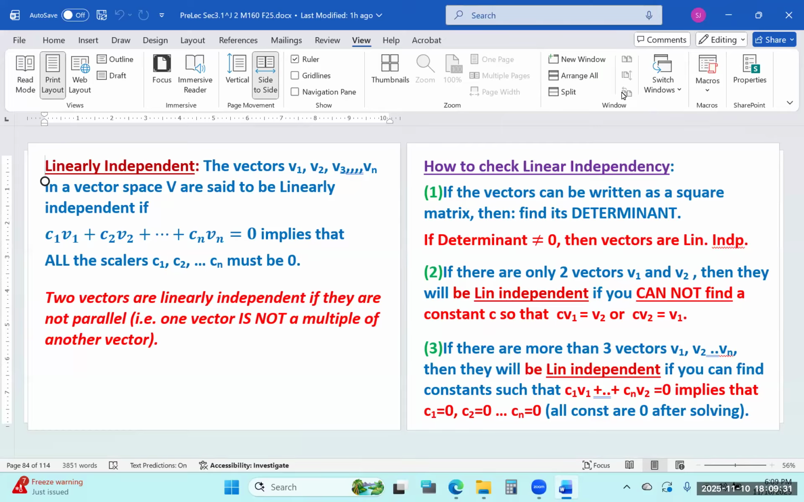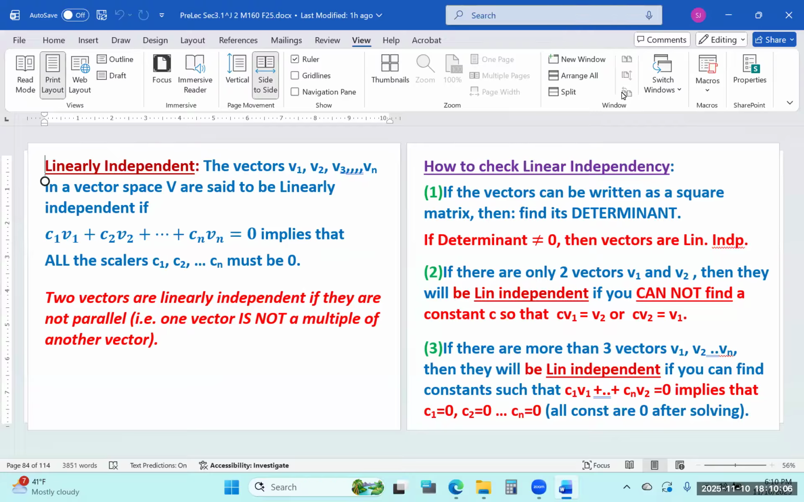The first one is easiest, but it requires a square matrix. So if you have a set of vectors that gives you a square matrix, then all you have to do is find the determinant. If the determinant is not 0, then they are linearly independent. But let's say you don't have a square matrix. You have like 4 vectors in R3 space, meaning it's 3 by 4. Then you have the third method.